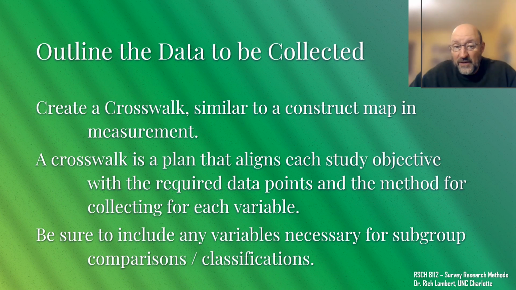Next, you want to outline the data to be collected. So now is when you create what's called a crosswalk, and a crosswalk is similar to a construct map in measurement or test development. So let's talk first about what is a construct map. Well, a construct map is where you identify all the key behaviors or attributes or attitudes, whatever it might be, that are involved in the construct, and then you identify what types of items you need to assess that element of the construct, and then you identify the actual item content. So you kind of make a table for yourself.